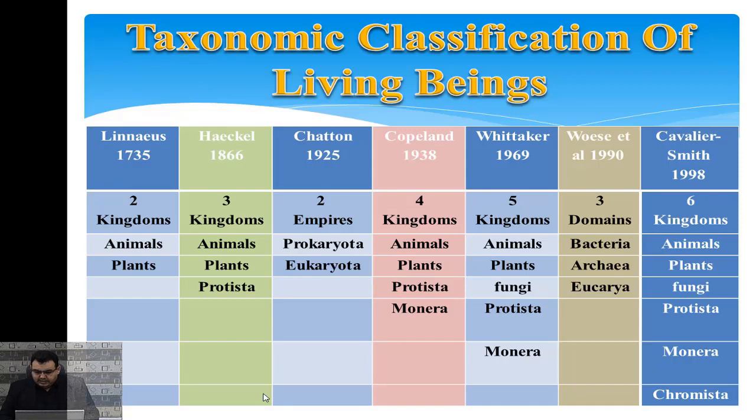Carl Woese et al. in 1990, three domains: bacteria, archaea, and eukarya. Cavalier-Smith in 1998, six kingdoms: animals, plants, fungi, protista, monera, and chromista.